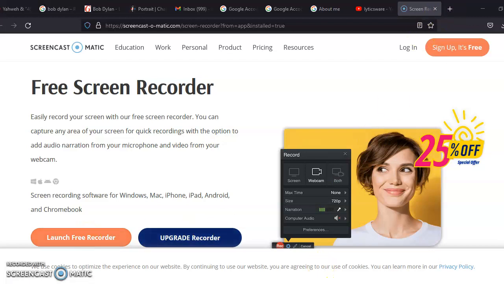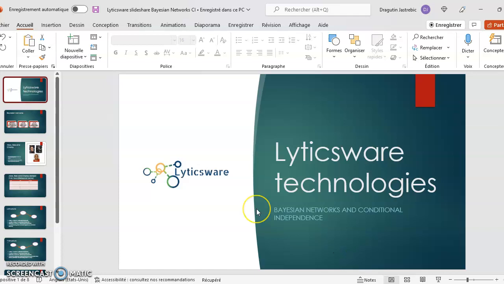Hello. So today again we talk about Bayesian networks, and this time we will talk about conditional independence. So let's start.